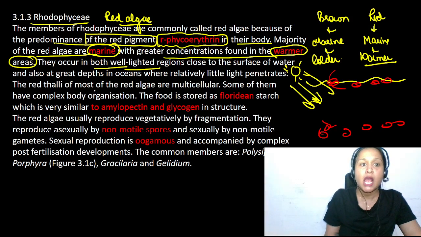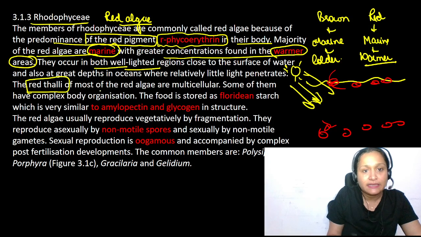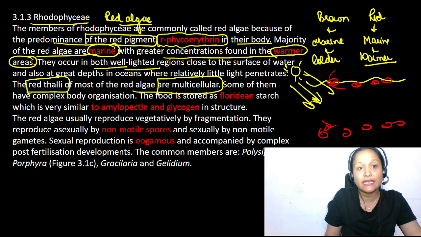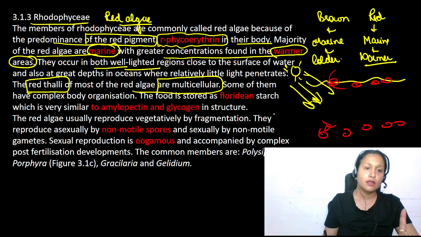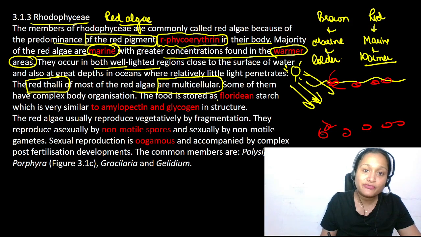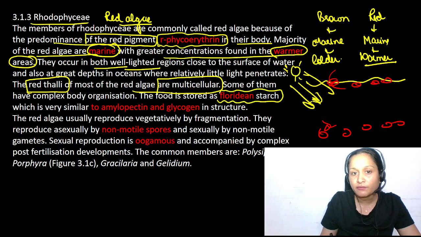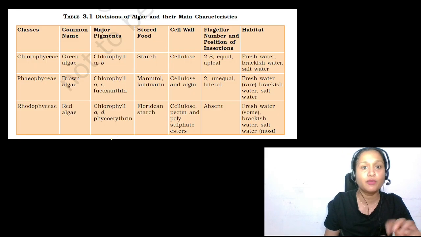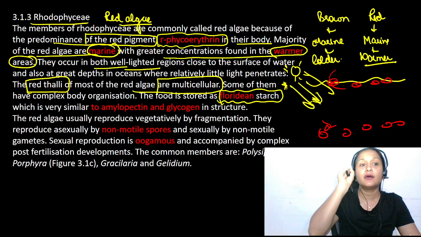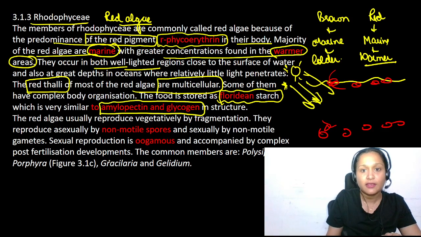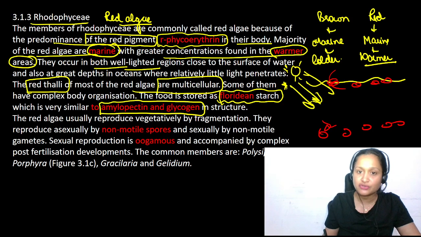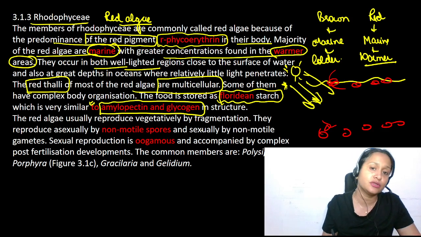Right. The thallus of the red algae is multicellular, made up of many cells. The food stored here is Floridean starch. The question comes from this line, very important. Floridean starch structure is very similar to amylopectin and glycogen.